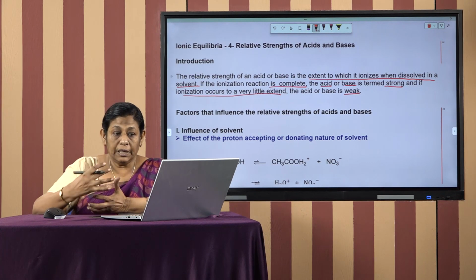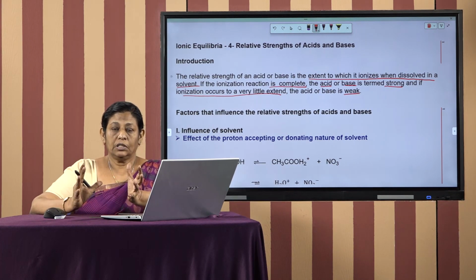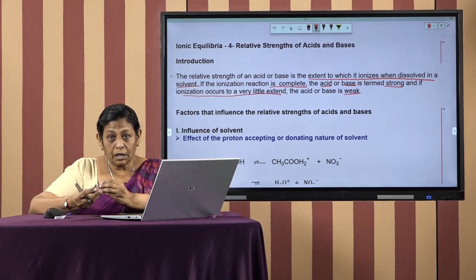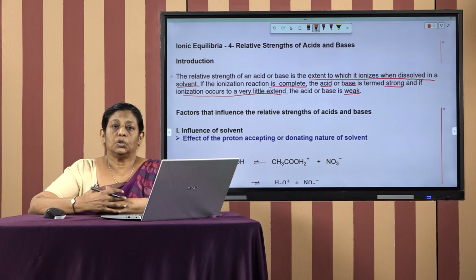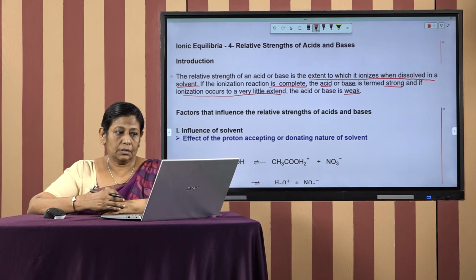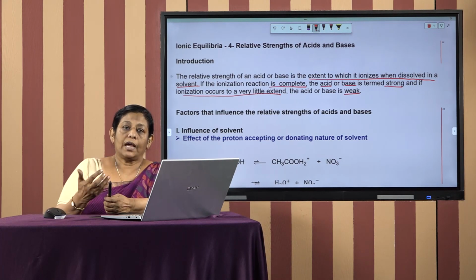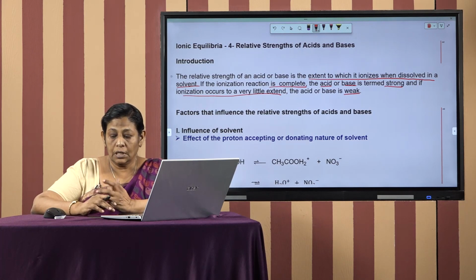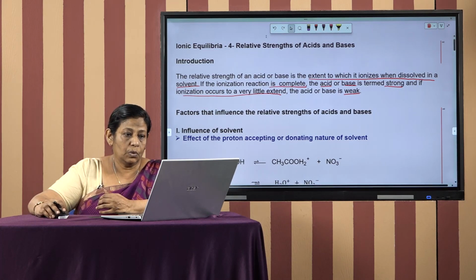If it is completely ionized, we call that a strong one, whether it be an acid or a base. If it is only feebly ionized or very little ionized, we call that a weak acid or a weak base. Now, what are the factors that determine the extent of ionization of an acid or a base? Let us see the factors one by one.